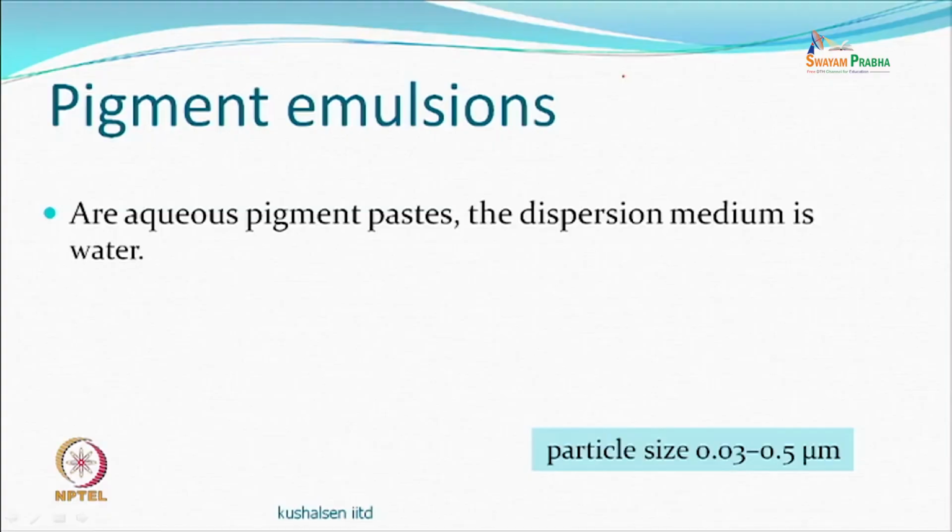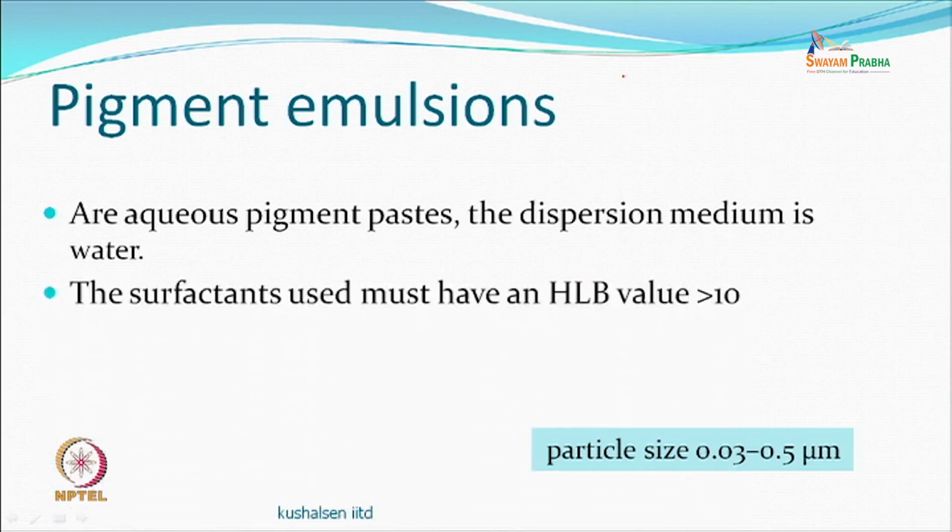So as I said, aqueous pigment paste, dispersion medium generally is obviously water, very easy to evaporate later after the whole process has been done. Surfactants which are used generally would have an HLB, you understand HLB? Hydrophilic lyophilic balance of a molecule should be over 10.